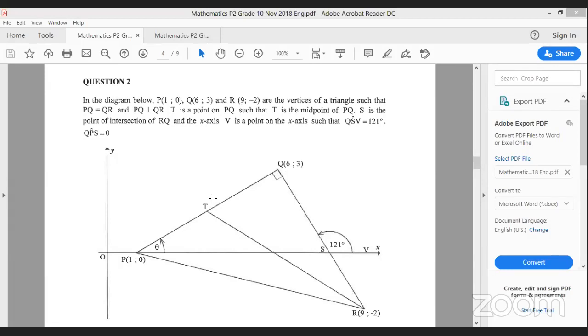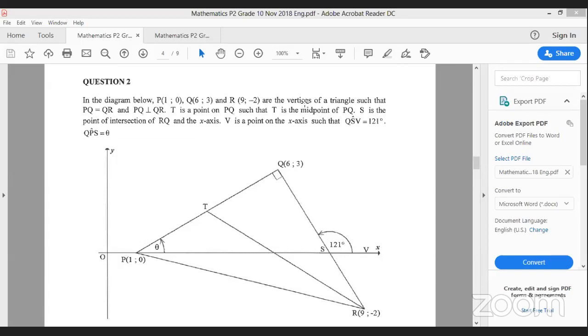So here we are given the diagram that is presented here. This is from November DPE 2018, question 2, paper 2. It says in the diagram below, P (1; 0), which means the coordinates of P are these ones. Q (6; 3). And R (9; -2). These are the vertices, which means the corners of a triangle.